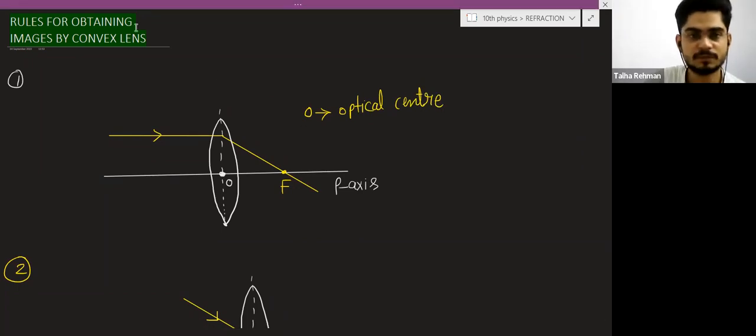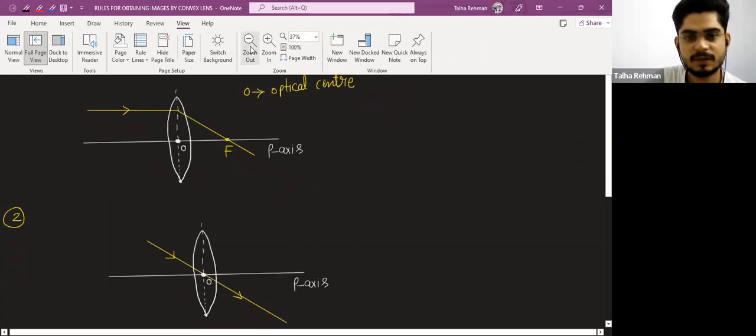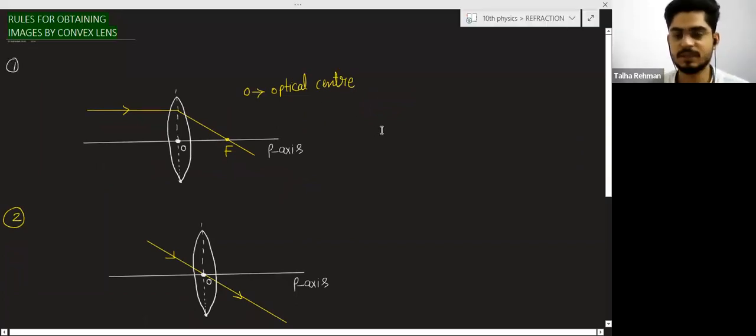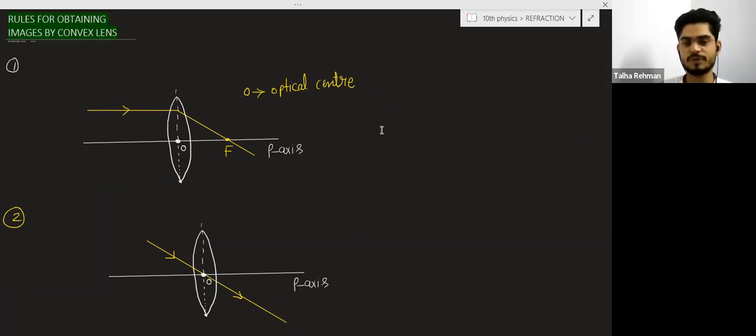Just copy this. These rules are just the same as the rules for the concave or convex mirror. Concave mirror we have discussed. In a mirror, when a light ray is parallel to the principal axis, after reflection it will pass through the focus. And here, a light ray which is parallel to the principal axis, after refraction, will pass through the focus. Just copy this.